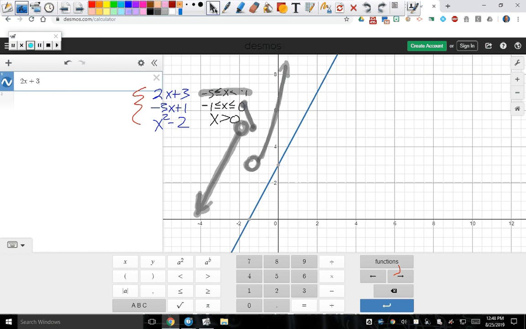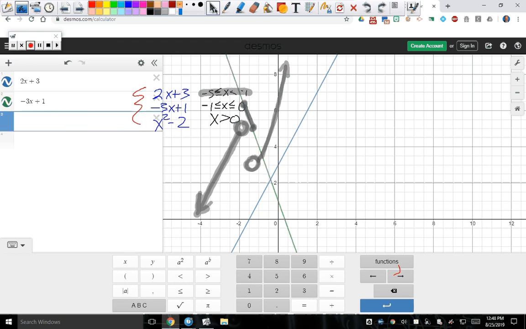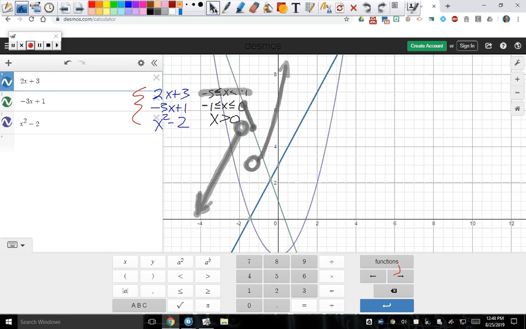We'll restrict it when we go back. We'll have the negative 3x plus 1. And then we'll restrict it when I go back to my computer. And then we'll have x squared, and it's going to be minus 2. Alright, so now let me go back to the graph, back to my computer, and I'm going to domain restrict this with those brace symbols. Here we go.